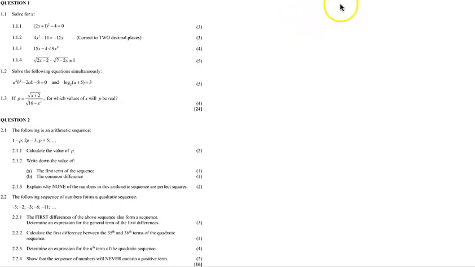So today we'll be doing mathematics paper 1 preparatory exam from 2023.